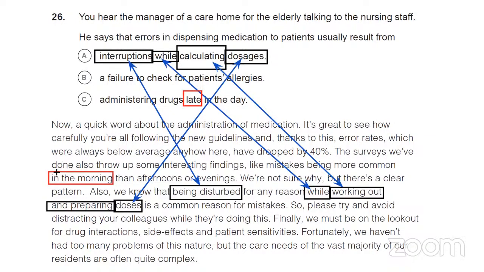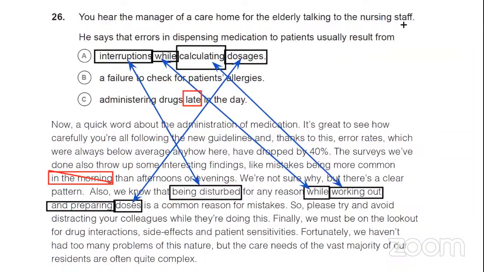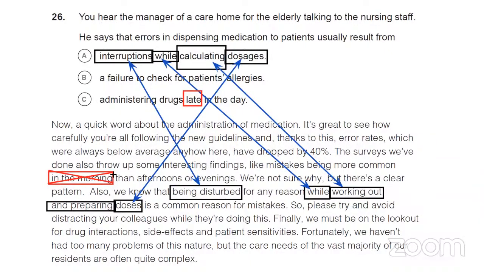C is ruled out. In the morning cannot be the answer, because he has told late in the day. Morning cannot be late in the day. So problems, errors may happen because in the morning, not in the afternoon or evening. So you have to remember that.